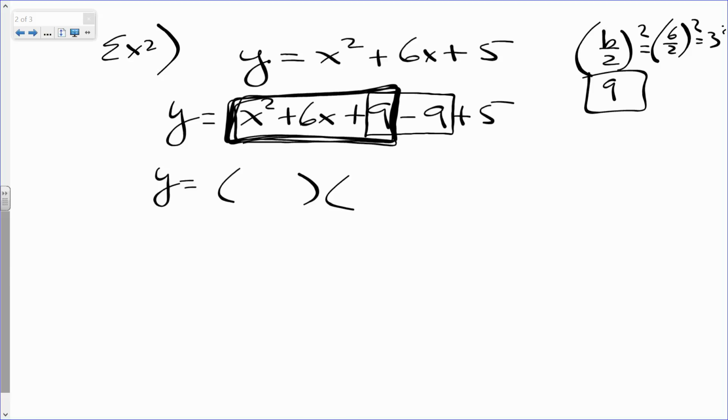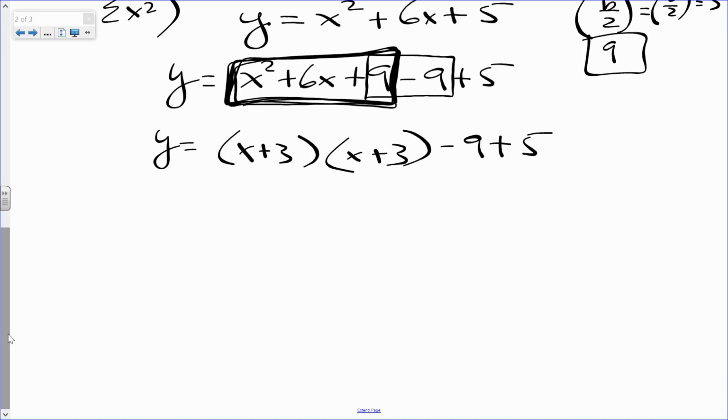Let's do it. X plus 3 times x plus 3, right? That trinomial. X times x, x squared, 3 times 3 is 9. Outsides, insides become 6x. That's old news. We've done that like about a month and a half ago, right? We still have the minus 9 plus 5 out there. Y is then x plus 3 squared, because anything times itself is a squared, right? Plus negative 4.